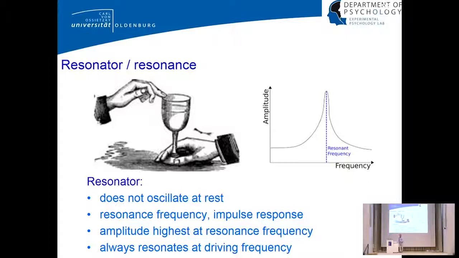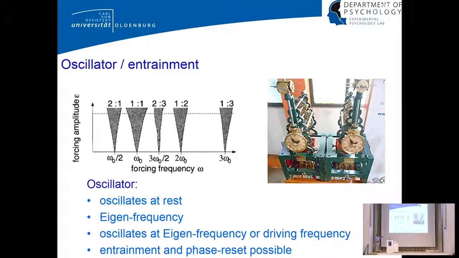And when you just observe what the system is doing, you just see an oscillation. If you're only looking during the stimulation, it's very hard to tell apart a system that is resonating and a system that is oscillating. If you drive it at the right frequency, you get a very strong response. So the resonator does not oscillate at rest. It cannot show entrainment per definition. It has a resonance frequency, so it can show resonance, and it can show impulse response. And if you look at the frequency at which it oscillates, it will always oscillate at the driving frequency, at least after some intermediate region.